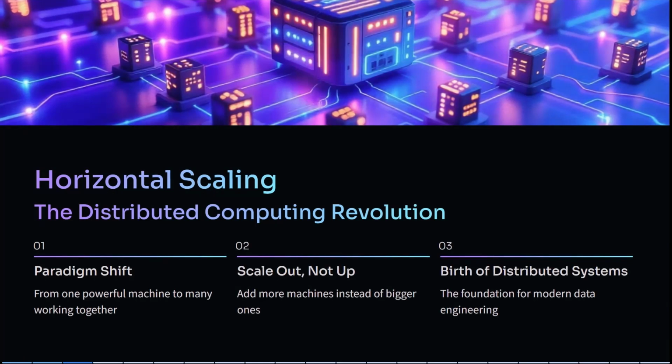For this reason, engineers started choosing multiple machines working together. This idea is called horizontal scaling. Instead of making one machine bigger, we simply add more machines as we need them. This was the start of distributed computing, which is the foundation of modern data systems.